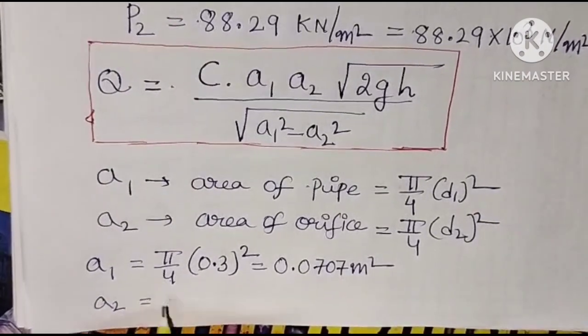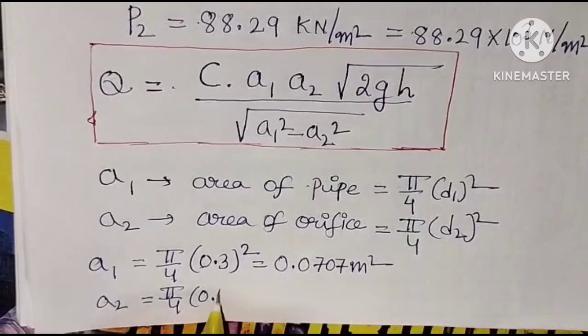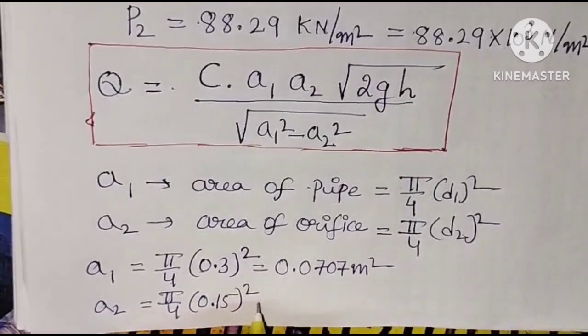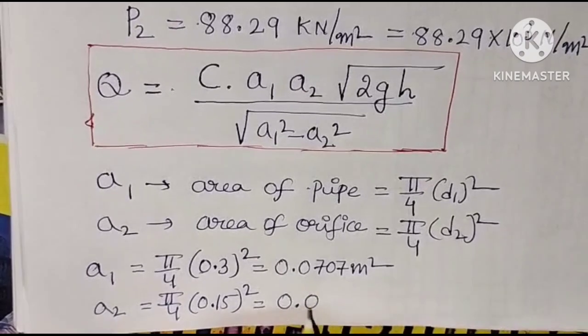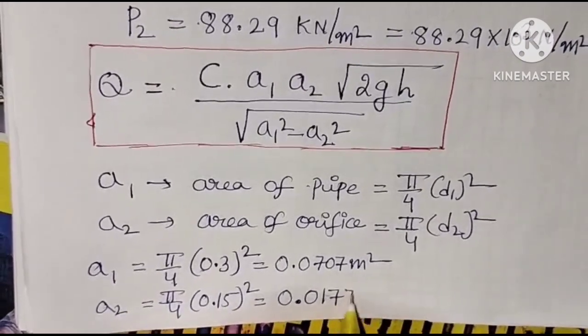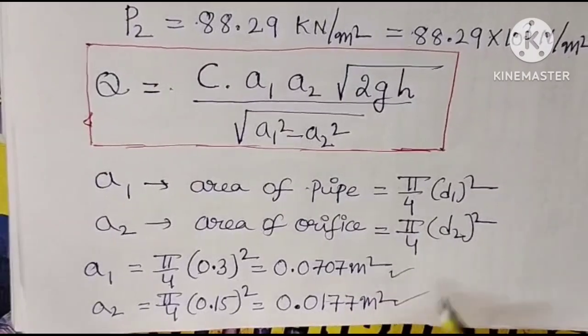And what about A2? A2 is equal to pi by 4 into d2 square. D2 means diameter of orifice, 0.15 meters. So if you calculate, you will get 0.0177 meter square. These are approximate values. Now we have A1 and A2.